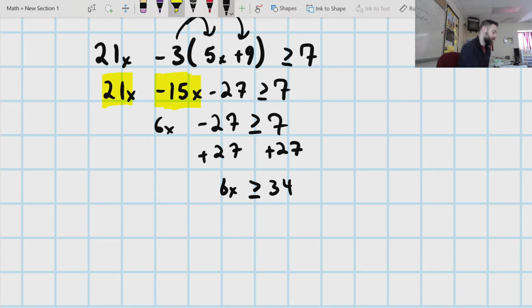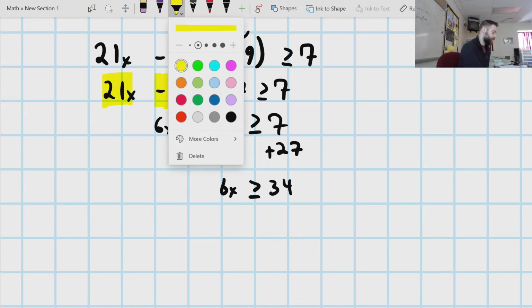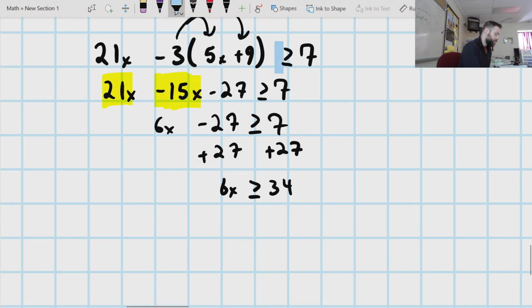And remember, we're just treating this operator like it's an equal sign, okay? So all I did here was distribution and then combining like terms, but at this step, the adding 27, I do it on both sides of the operator, okay?